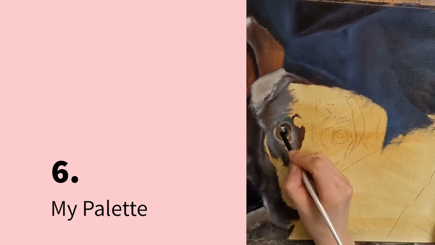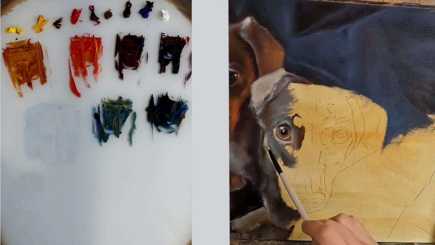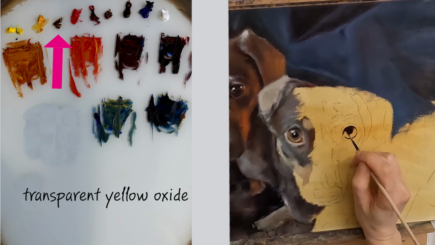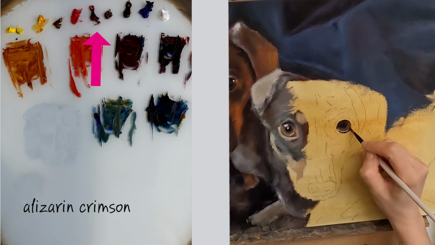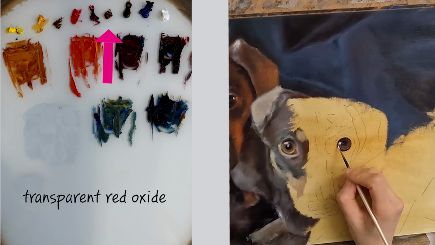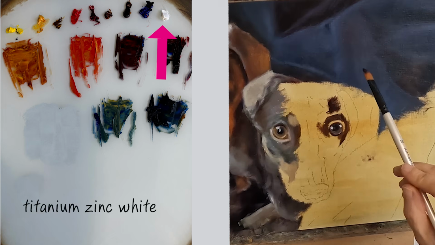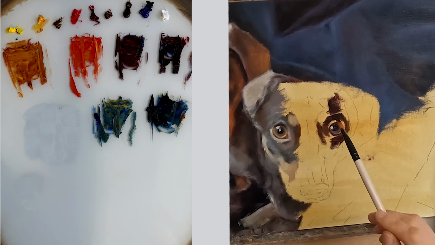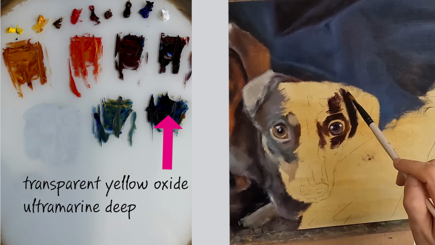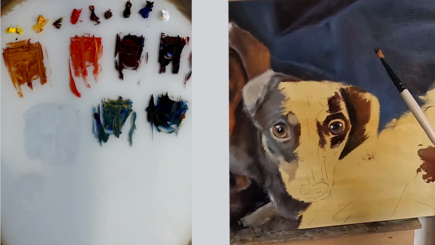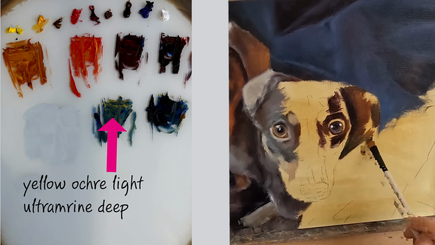Number 6, my palette. Let's now have a look at my palette. I am using cadmium yellow light, yellow ochre light, transparent yellow oxide, cadmium red, alizarin crimson, transparent red oxide, burnt umber, ultramarine and titanium zinc white. I have also mixed up a few other colours, a black red and a black green. When I mix these two together, they give me my rich black, a purple, 2 oranges and another green that leans blue.